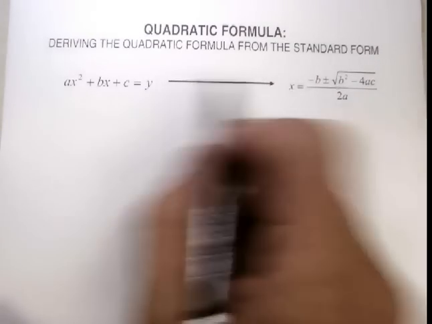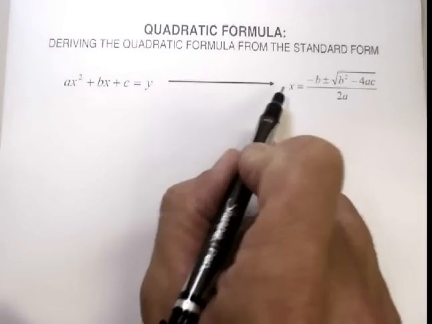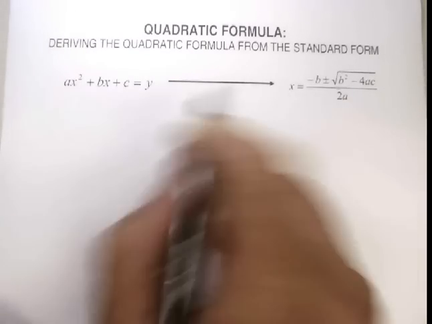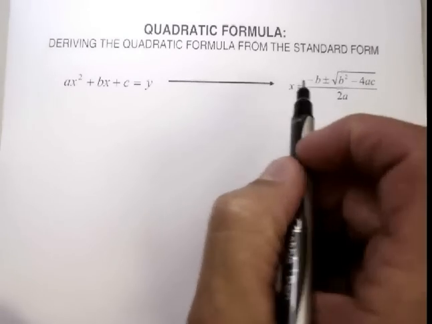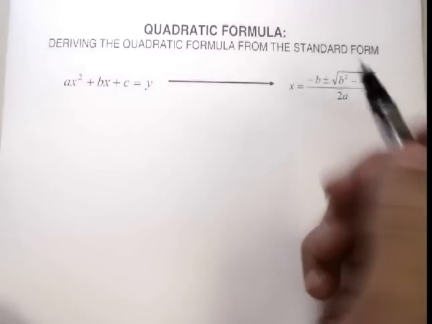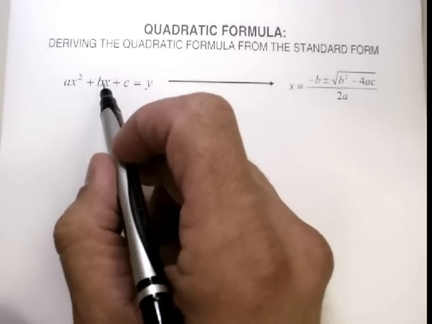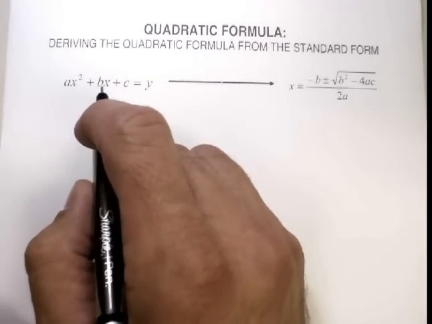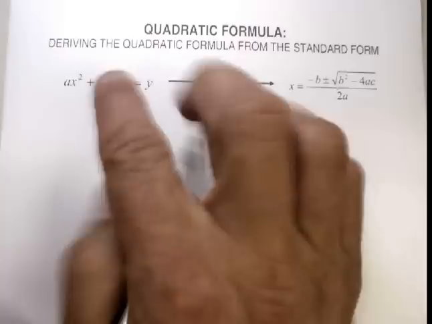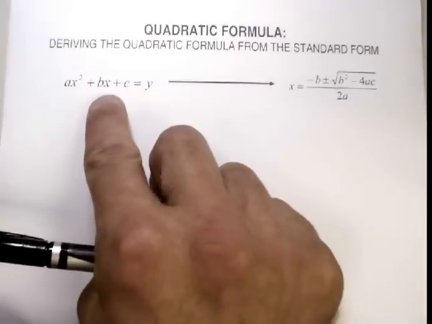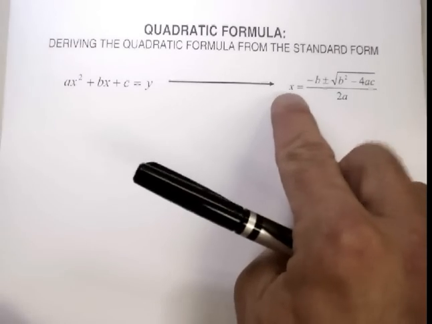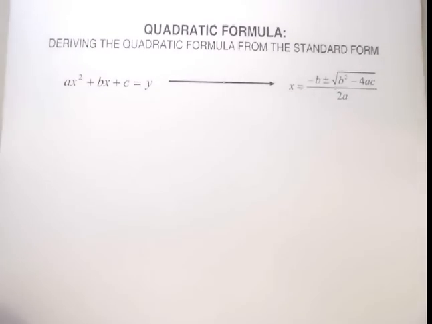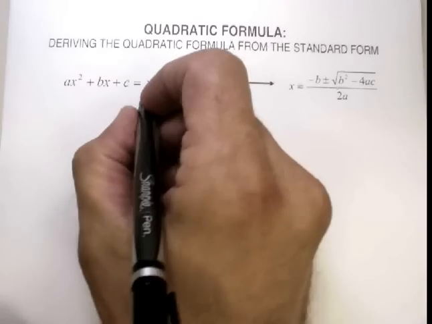Basically, we're taking this equation and solving for x. If we're solving for x, we're trying to find where the parabola crosses the x-axis, because remember, quadratic equations produce parabolas. So what are the x-intercepts? That's what this means. And where it crosses the x-axis, y is 0.